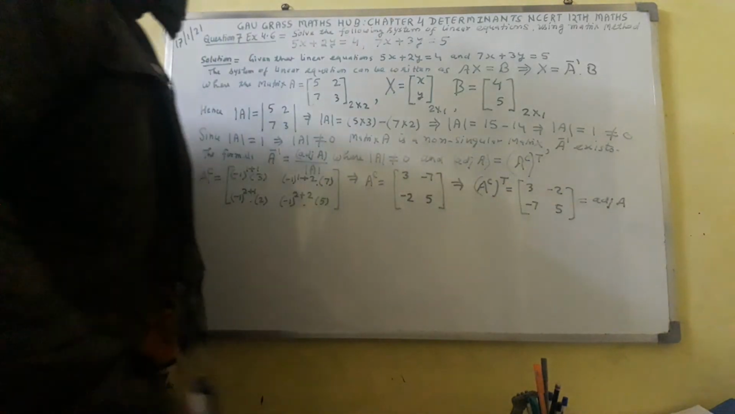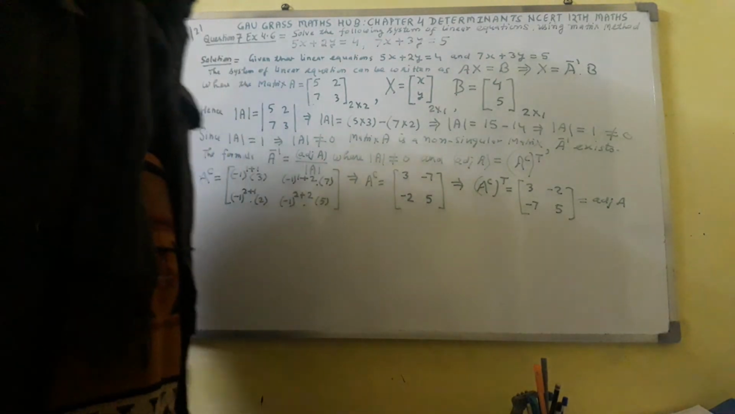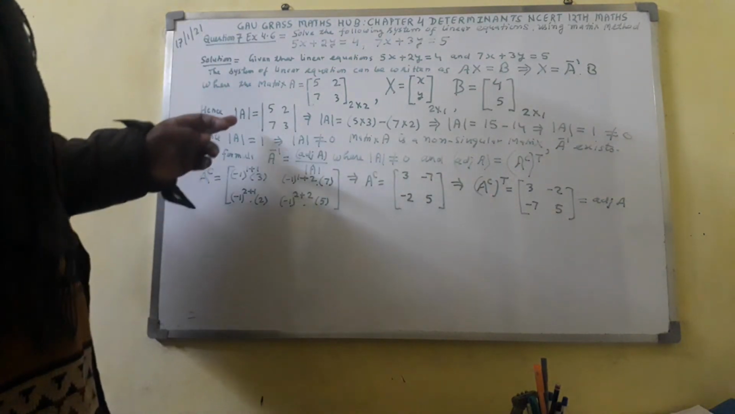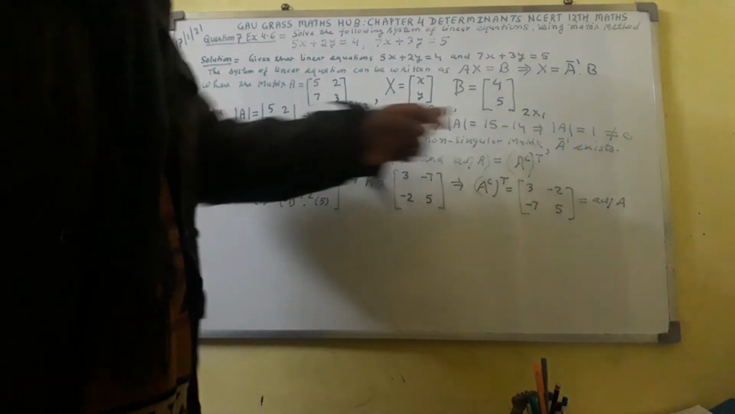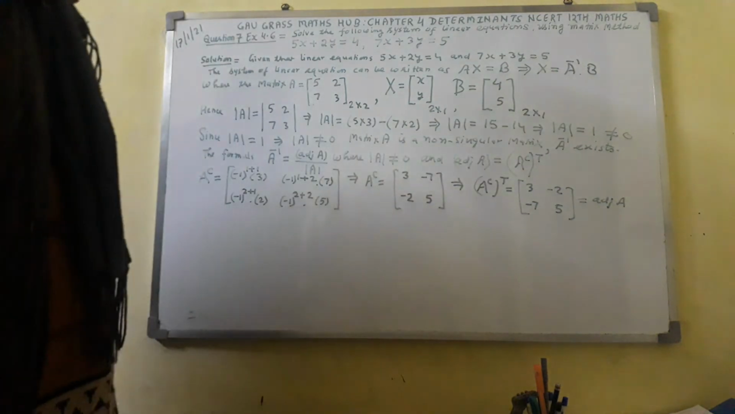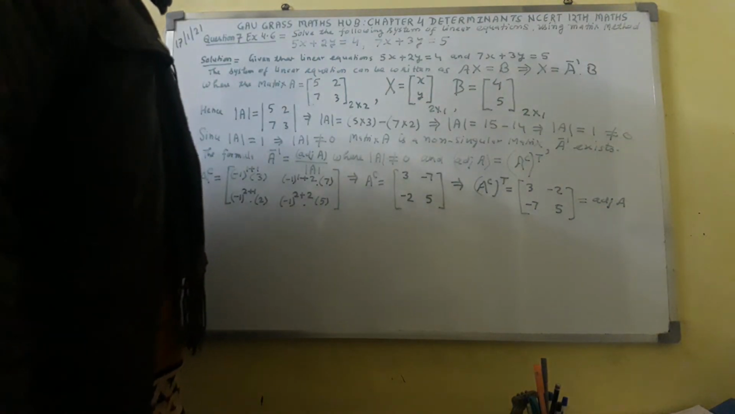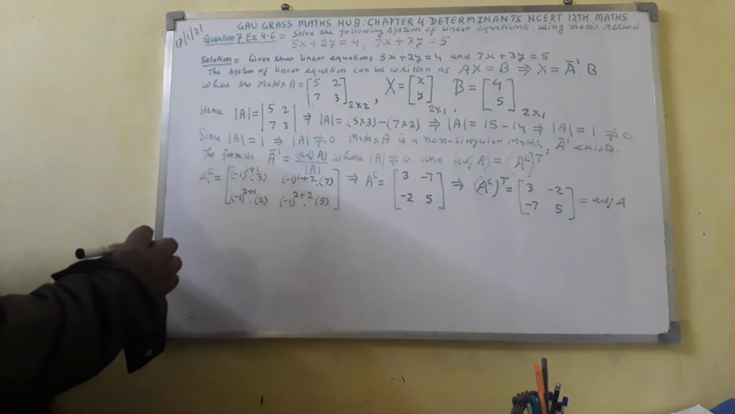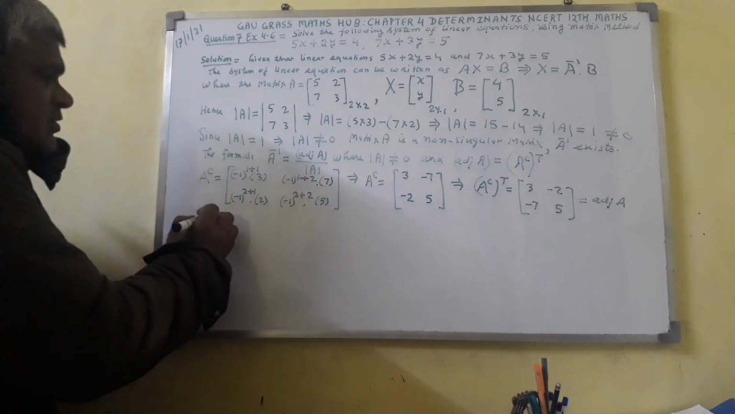Now you have got the matrix adjoint A. Adjoint A will be this matrix. And also you have got determinant of matrix A. Determinant of matrix A, here you have got 1. Now apply the formula for getting the matrix A inverse. Here I write A inverse. So use the formula.